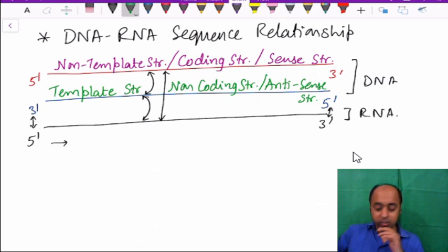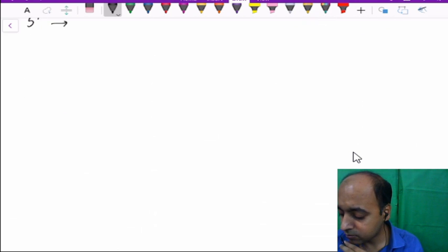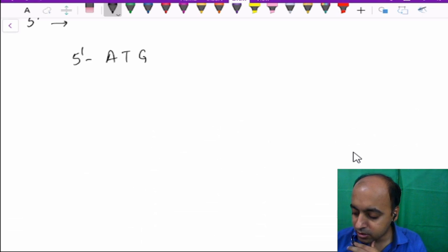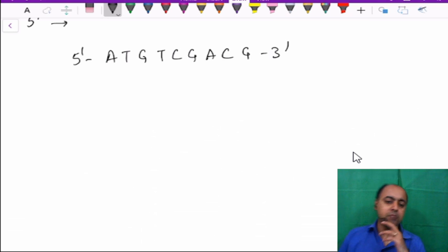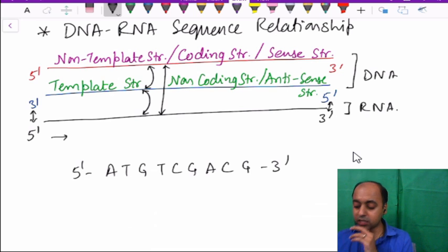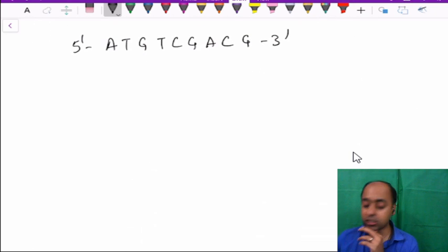Once we have seen the structure, let's look at what type of questions will come in the exam. Let's generate a random sequence starting from the 5' end. Let's say we have the sequence A, T, G, T, C, G, A, C, G. Now, we have two strands. This sequence may belong to the template strand or to the non-template, coding strand. So we'll describe the situation for both scenarios.